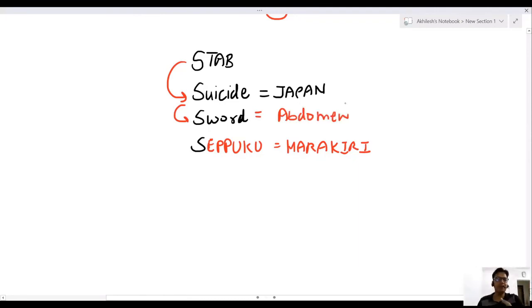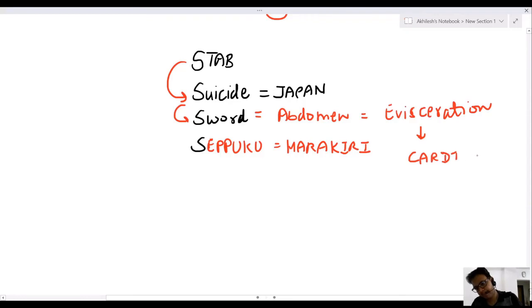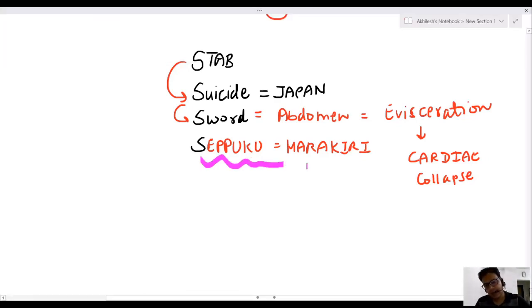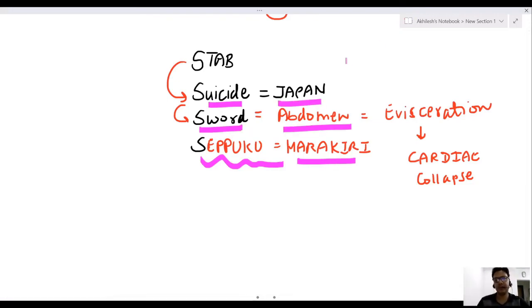If they hit the abdomen, there is evisceration. Viscera come out, and that leads to cardiac collapse. They take a small sword, hit the abdomen, the viscera come out, and that leads to suicide by cardiac collapse. This method is known as harakiri or seppuku. So you can get a question: harakiri and seppuku are suicidal methods in Japan where a sword is hit on the abdomen.